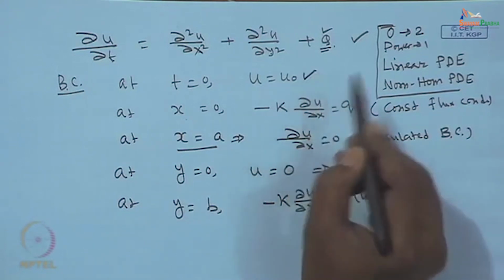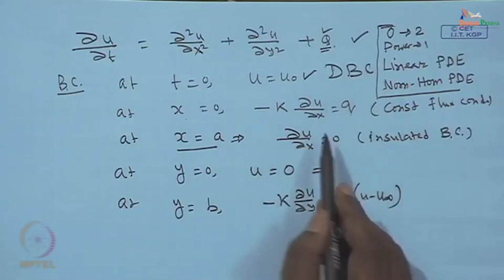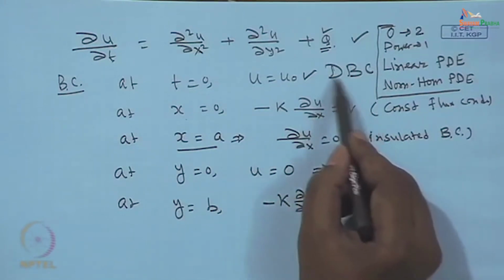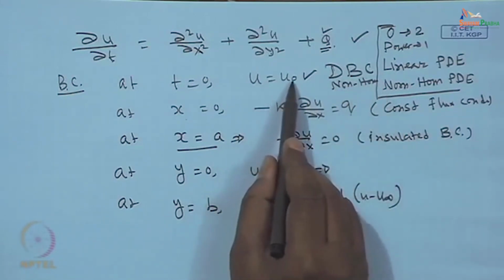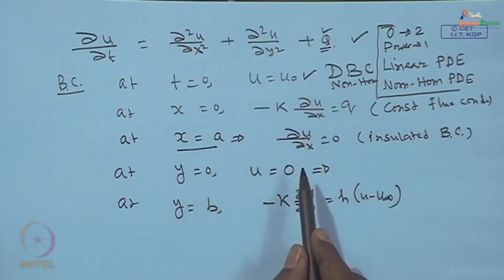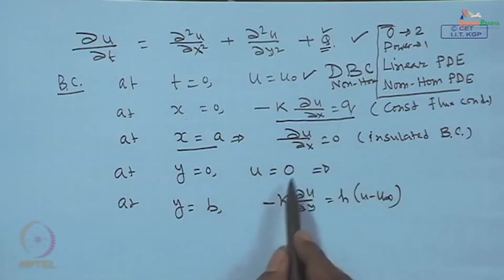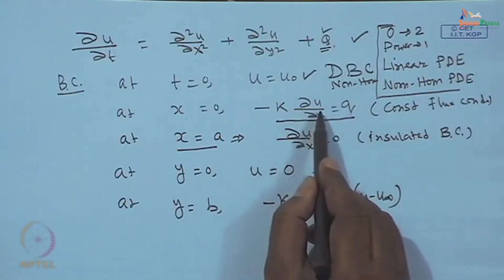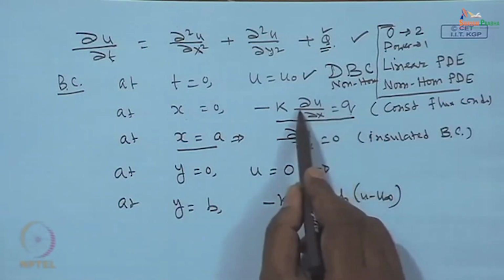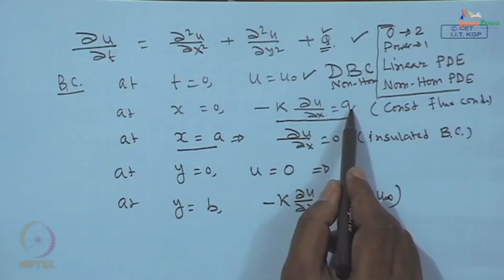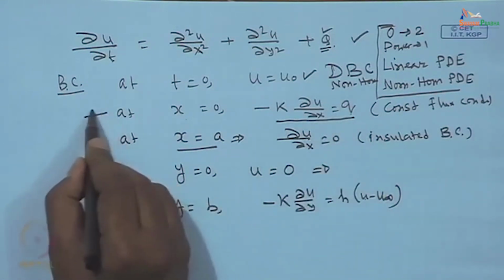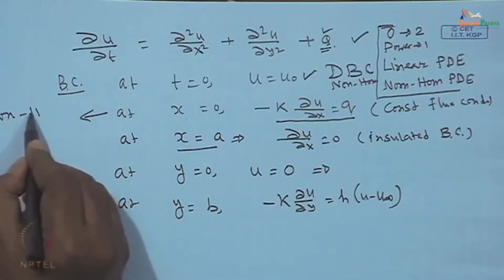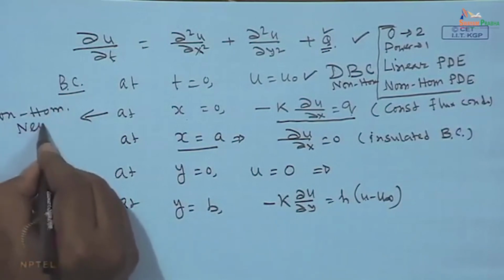The boundary condition is specified here, so it is a Dirichlet boundary condition, and it is a non-homogeneous Dirichlet boundary condition, because there is a term present which does not contain the dependent variable. Now, let us examine the next boundary condition. Since the derivative of the dependent variable is present, this is a Neumann boundary condition, but since it is not 0, it is q, and that q is not a function of u, this is a non-homogeneous Neumann boundary condition.